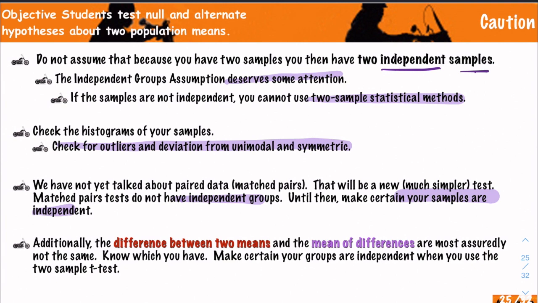Additionally, the difference between two means and the mean of differences are most assuredly not the same. Know which you have. Make certain your groups are independent when you use the two-sample t-test. And that is the key. Make sure, I'm going to underline this, make sure your groups are independent when you use the two-sample t-test.